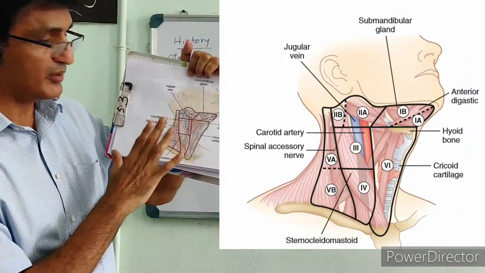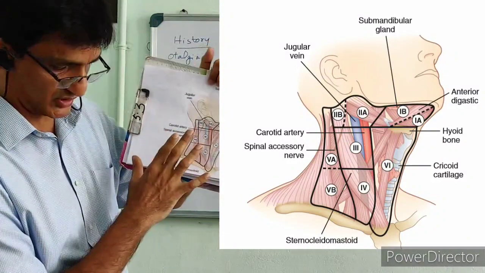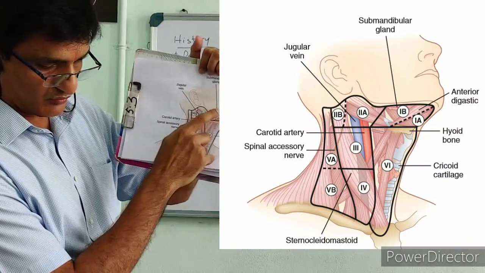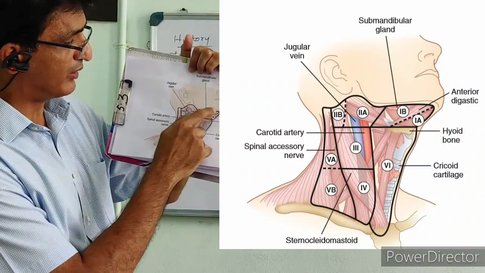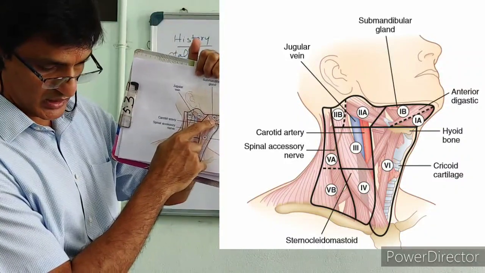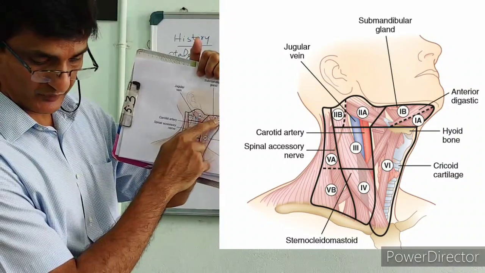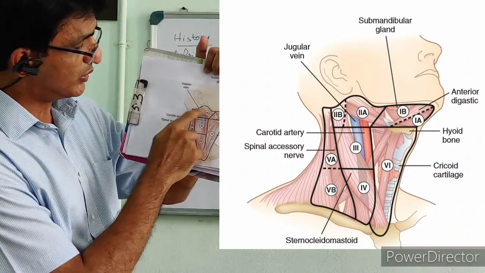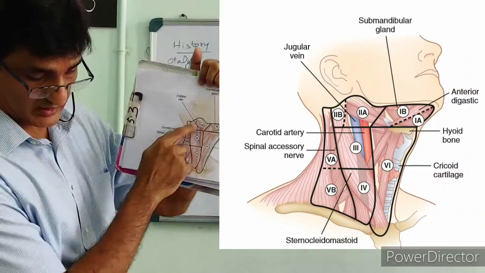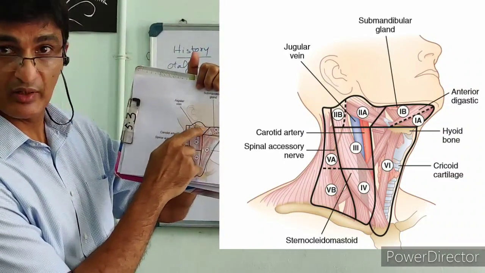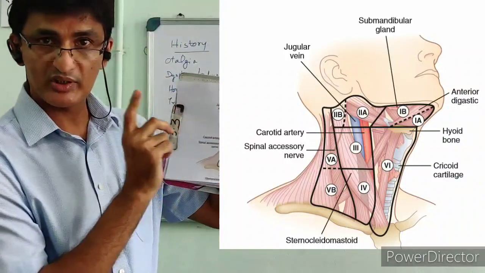Each area of nodes is drained by a certain group of organs or structures. Level 1 is drained by the floor of the mouth, the larynx, the lower lip and upper lip, and the tongue, mandible, lip, all this. Level 2 again drains the oral cavity, oropharynx, larynx, and parotids. So if a node is enlarged in this area, you need to think about these structures.